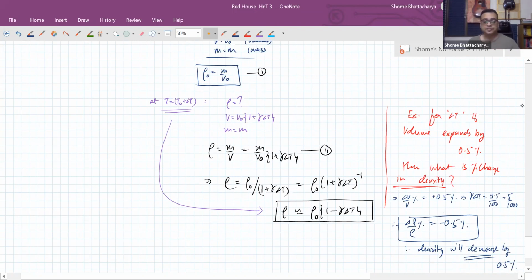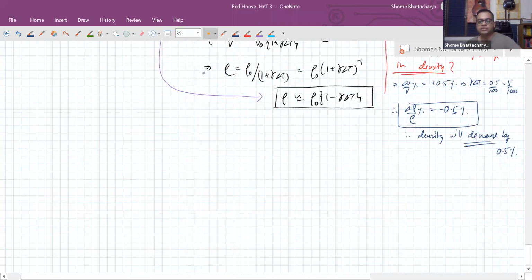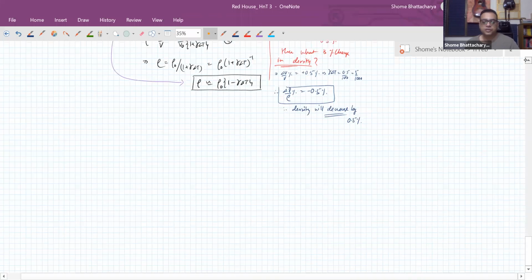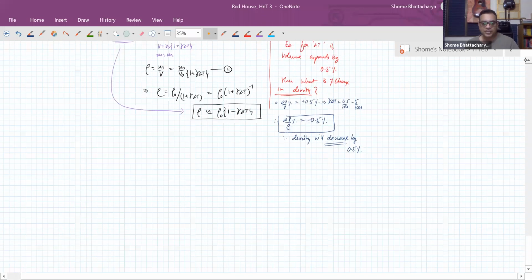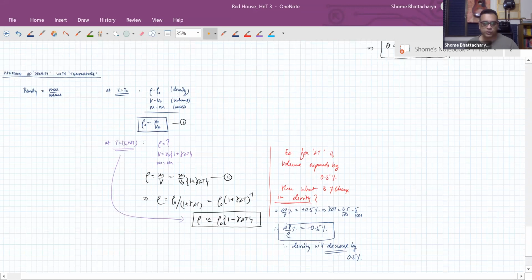Very simple concept here. Just note this down, and with this we finish this chapter of thermal expansion. We'll be moving on to calorimetry next.